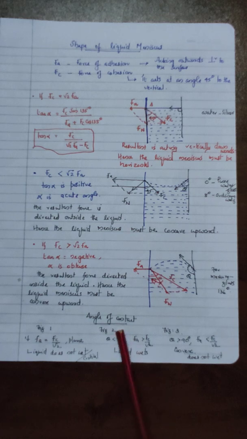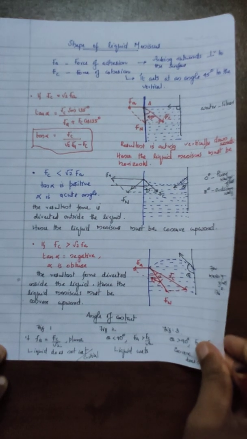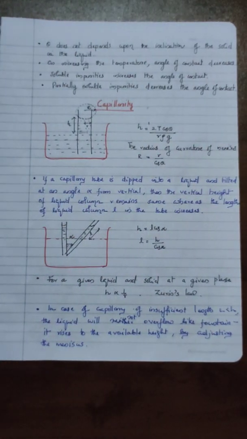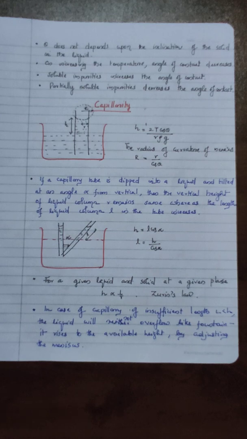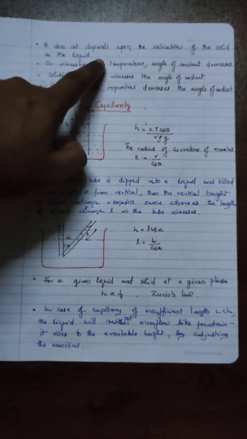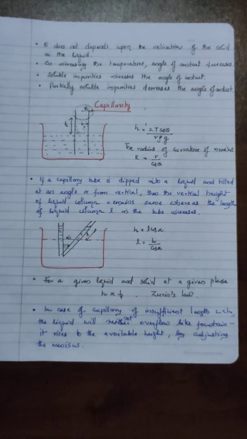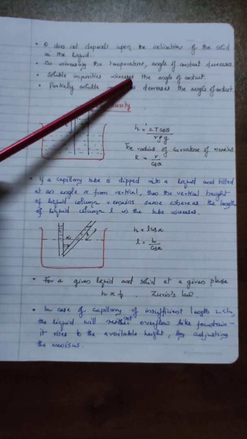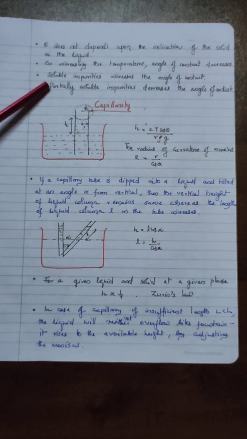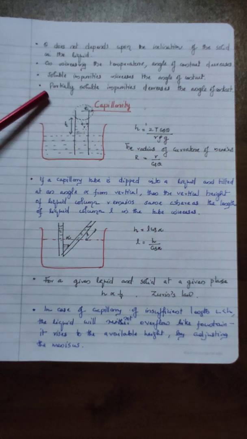And keep in mind, for a plane surface, if the angle of contact is more than 90 degrees, it will not wet the surface, but if the angle of contact is less than 90 degrees, it will wet the surface. It is a very, very important concept. And keep in mind, the angle of contact does not depend upon the inclination of the solid in the liquid. On increasing the temperature, the angle of contact decreases. Soluble impurities increase the angle of contact. Partially soluble impurities decrease the angle of contact.